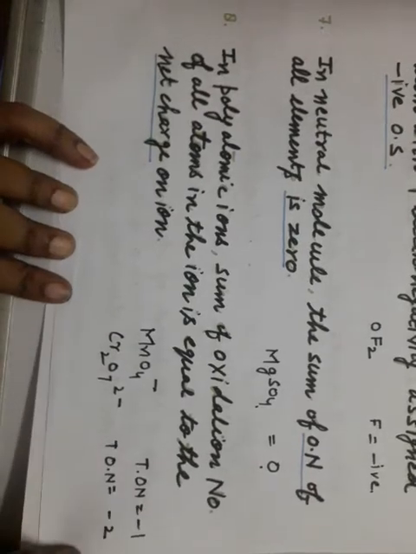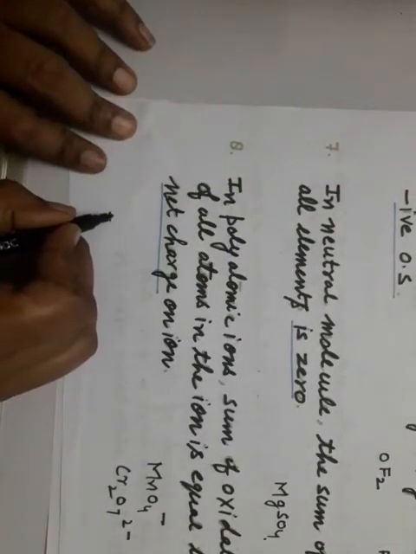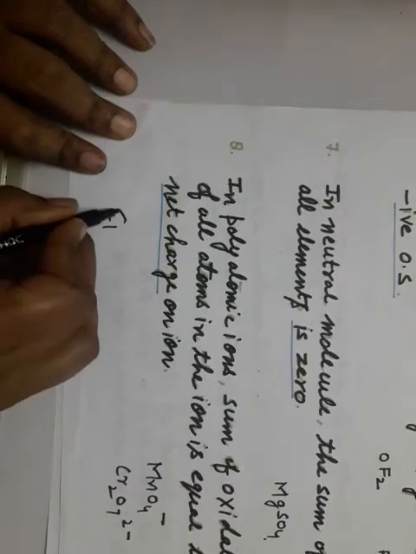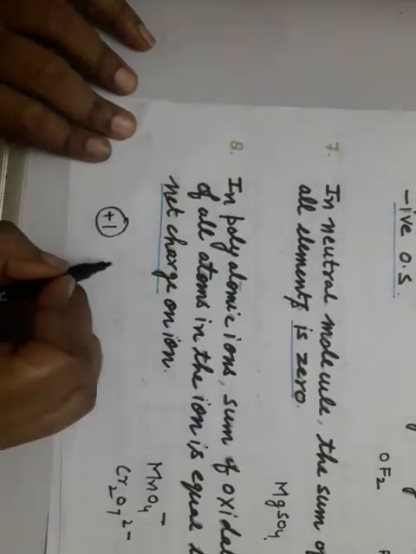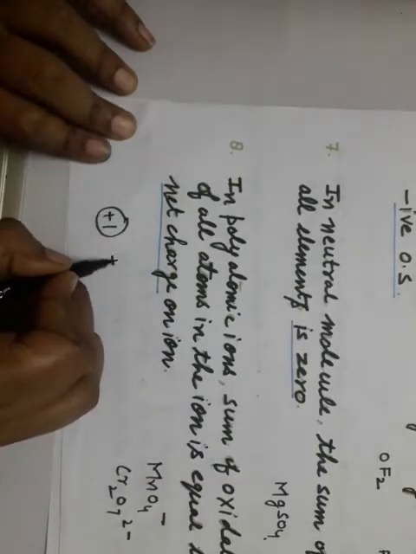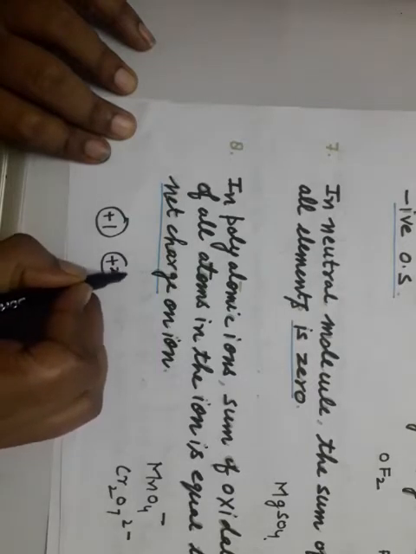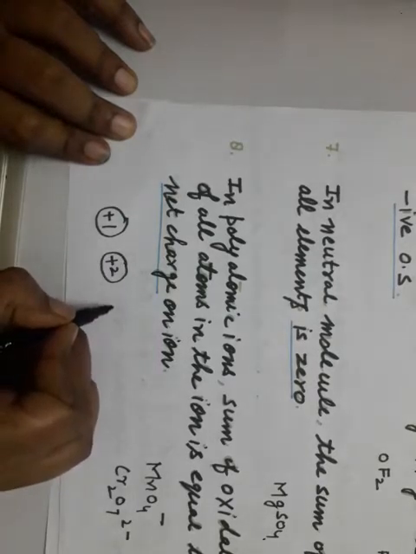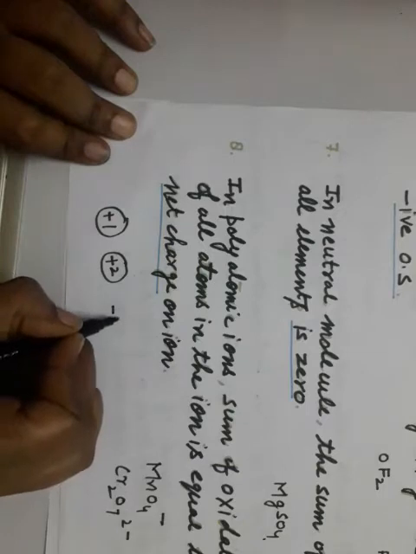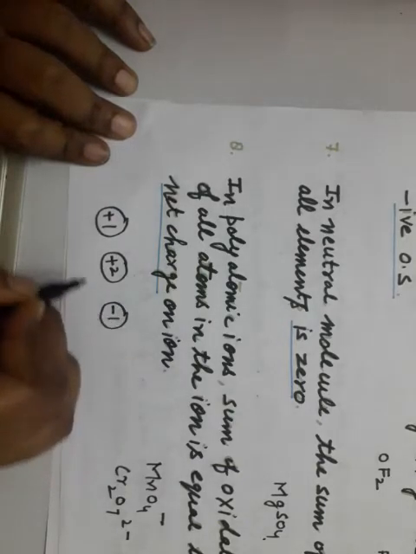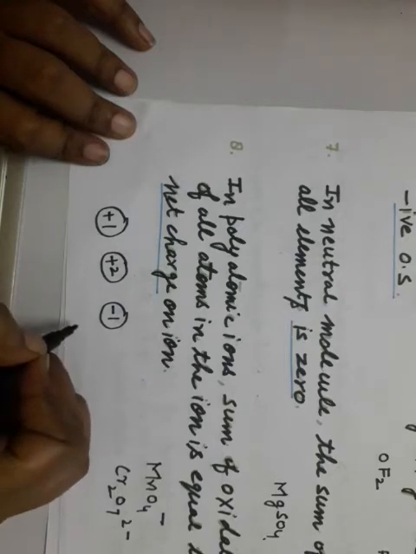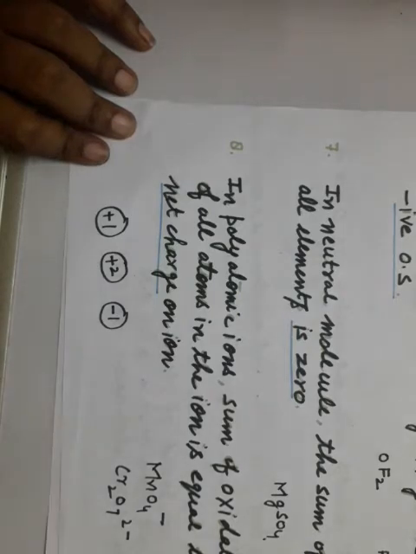And the next rule is, if the element belongs to the first group of the periodic table, its oxidation number is +1. If it belongs to group number 2, its oxidation number is +2. If it belongs to the 17th family, the oxidation number is -1. This will help you to calculate the oxidation number of given species.